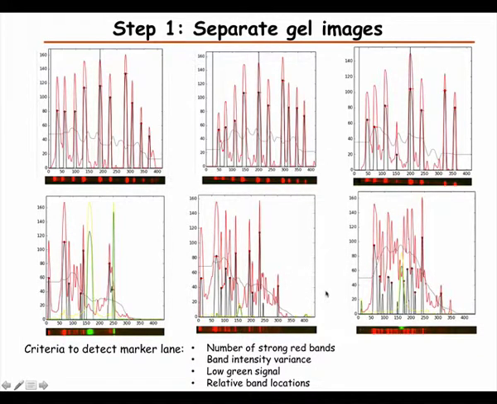So we can write down a few criteria to characterize this. The main thing is that we want the number of strong red bands to be high enough for it to be considered a marker lane. We want the band intensity to be within a certain variation. We have to have a low green signal, and the relative band locations have to be consistent. So we can then just add these in as rules to decide whether this is a marker lane or not.